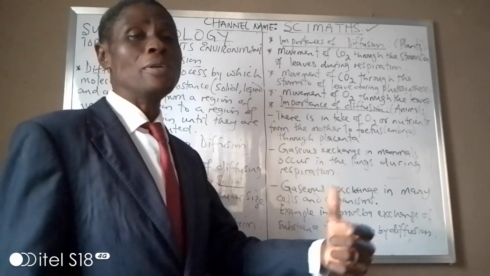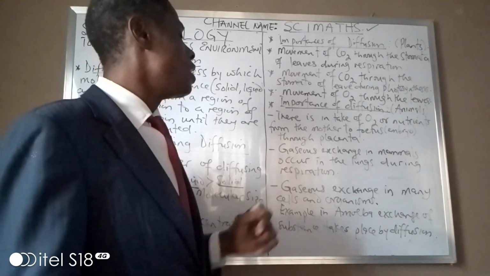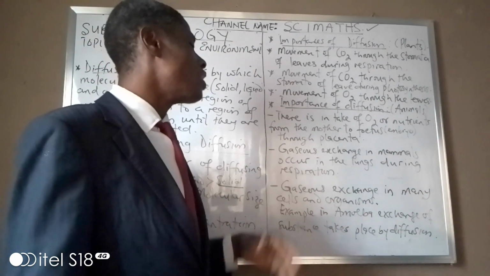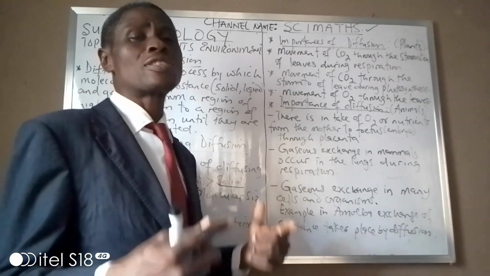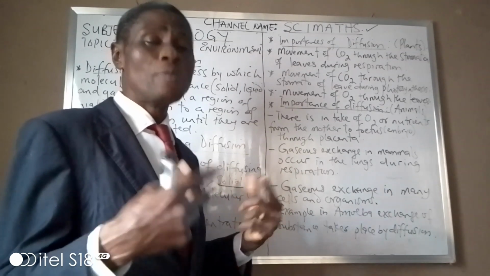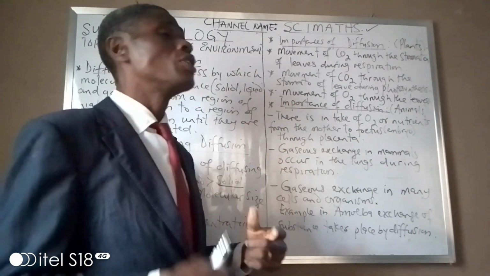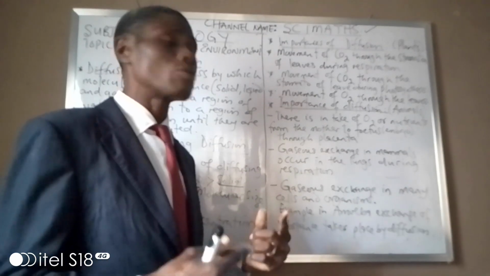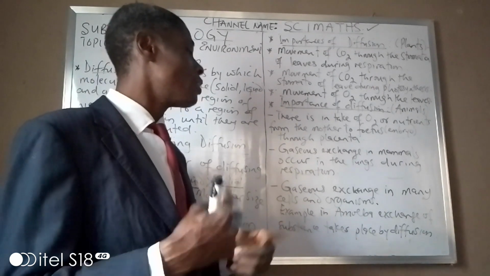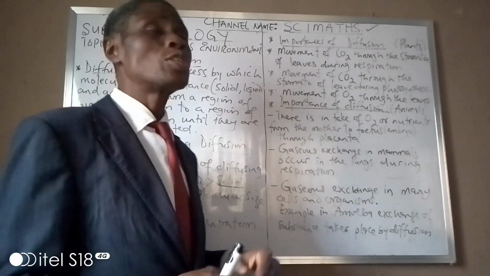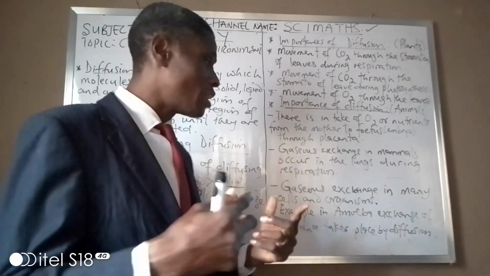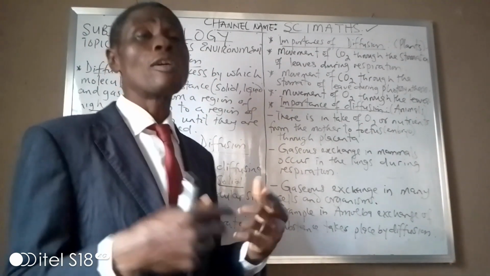And then the second one, gaseous exchange in mammals occurs in the lung during respiration. We know that lungs are one of the organs for respiration. So we found out that the way oxygen diffuses in and out also occurs through what we call diffusion in animals.